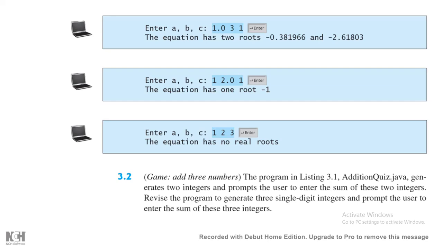Okay, it's a game question. You gotta add 3 numbers. So the program in listing 3.1, AdditionQuiz.java, generates 2 integers and prompts the user to enter the sum of these 2 integers. Okay, so now we gotta revise the program to generate 3 single-digit integers and prompt the user to enter the sum of these 3 integers.